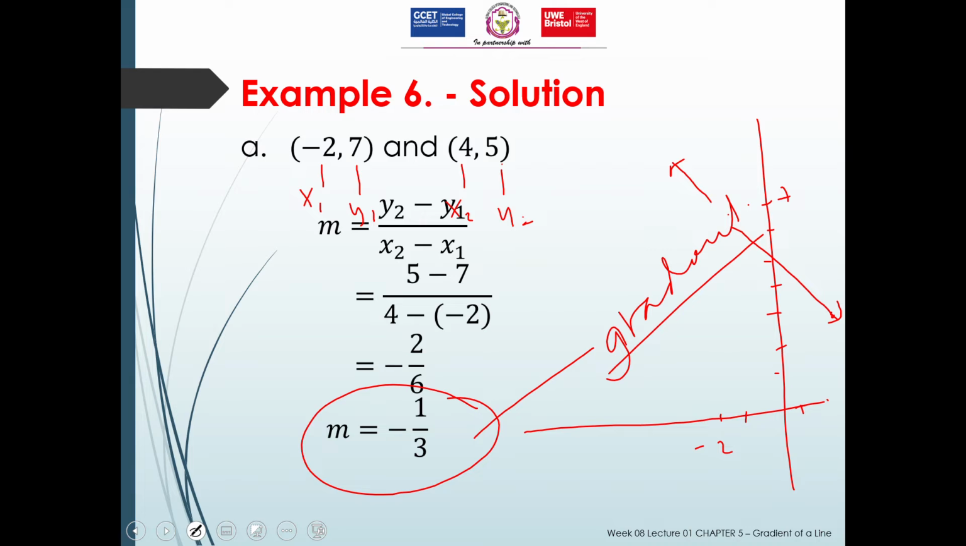You can try other problems and try to plot the points. You will see that when m is positive, it is inclined to the right, it's going up. And when m is negative, it's going down.